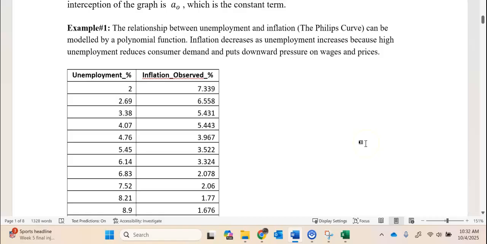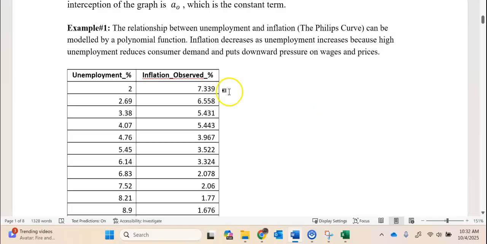So let's take a look at an example. This is a relationship between unemployment and inflation. You can see that as unemployment increases, inflation decreases. As unemployment increases, there's less spending, right? There's less demand. It puts downward pressure on wages and prices.